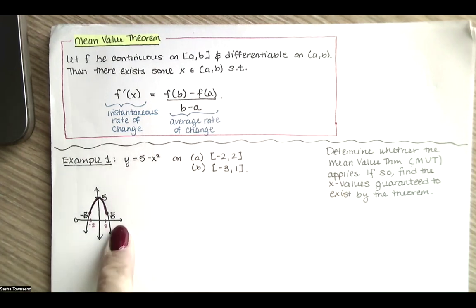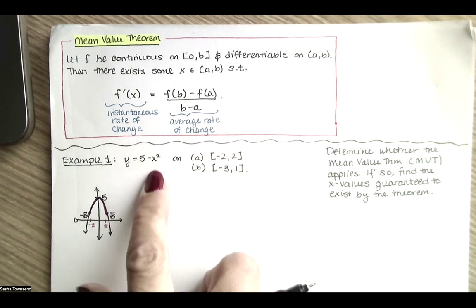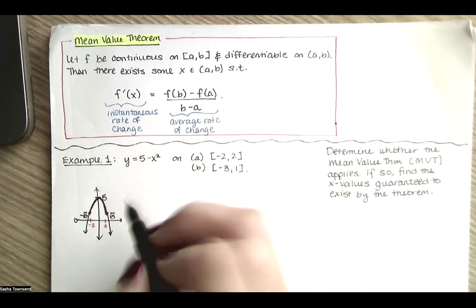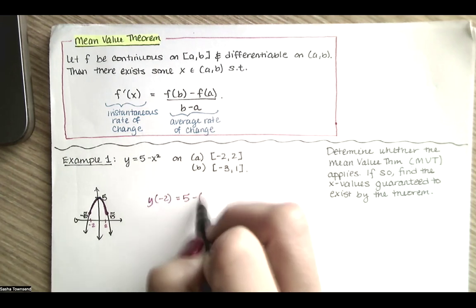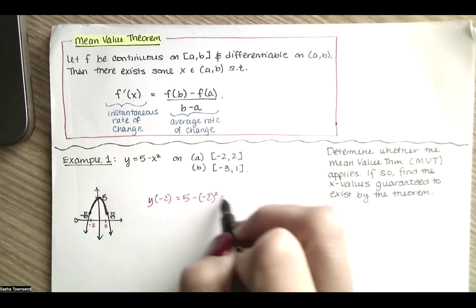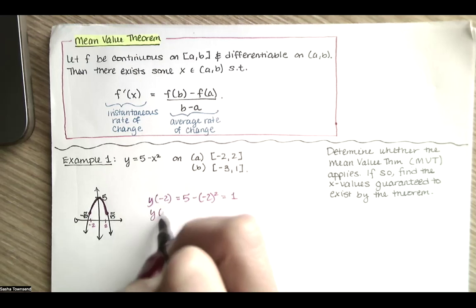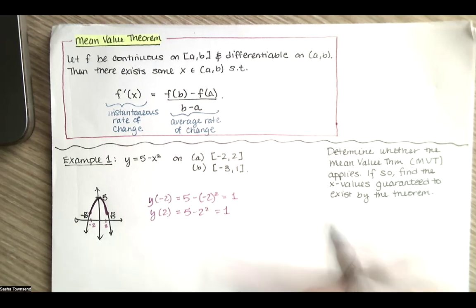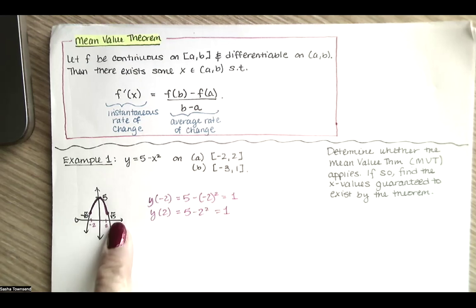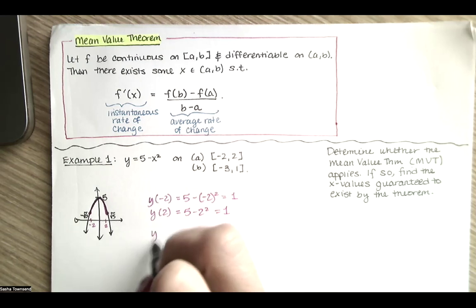Now this is a good candidate for Rolle's theorem because if I evaluate the function at -2 and 2, I get the same y value. Y evaluated at -2 is just 5 minus -2 squared, or 1. And y at 2 is the same thing. We also get 1.